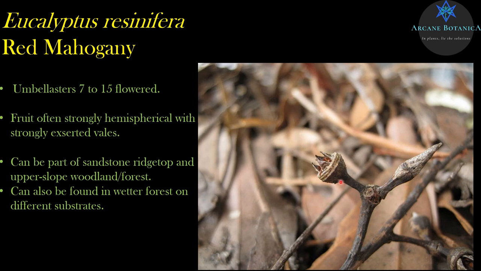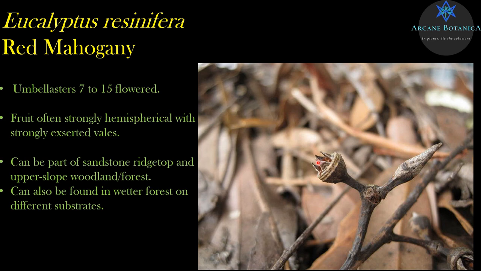But that's what we call a nice hemispherical fruit. It's meant to be half of planet Earth, or half of a planet. It's a hemisphere, so it's nice and round, sort of bowl-shaped. And then we've got these beautiful, strongly exserted valves. This is a great example of a capsule, or gum nut if you like, with really exserted valves. Very different to a lot of the other eucalypts we've seen so far. You can see there's four valves there.